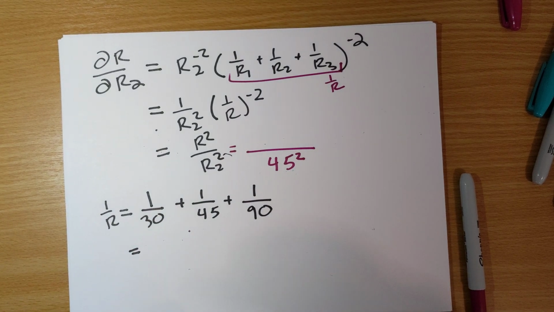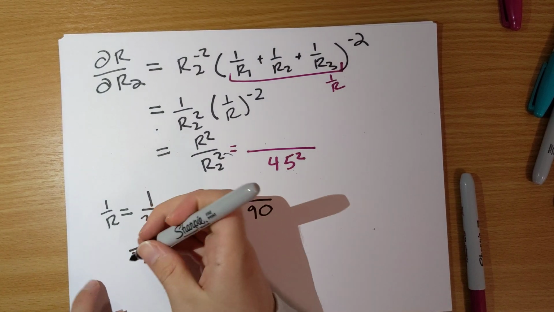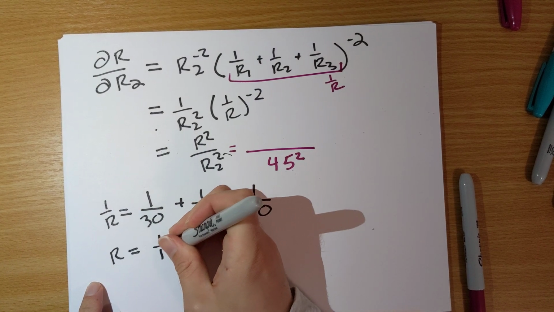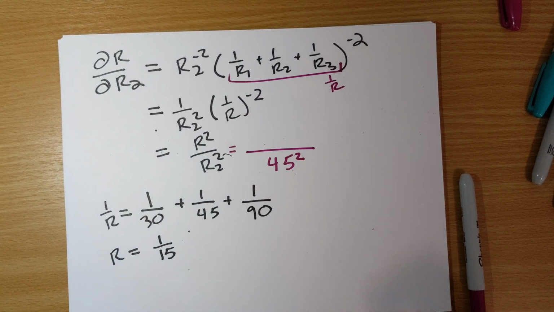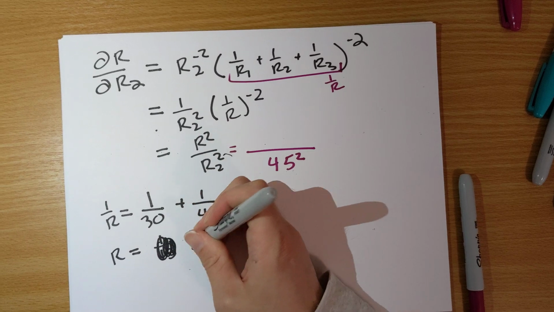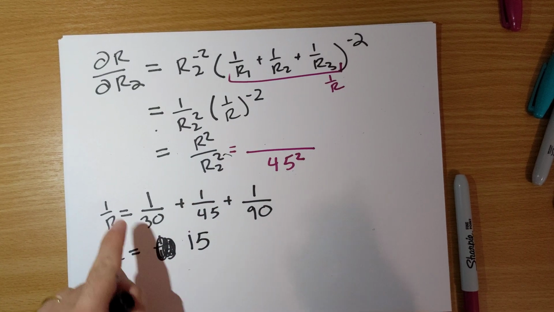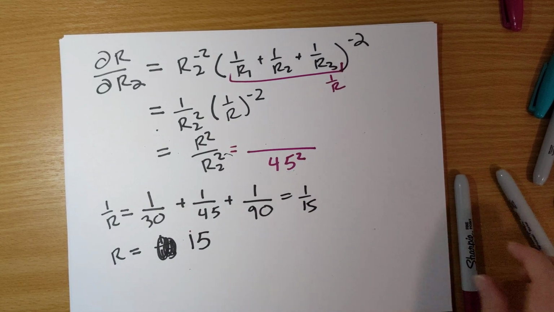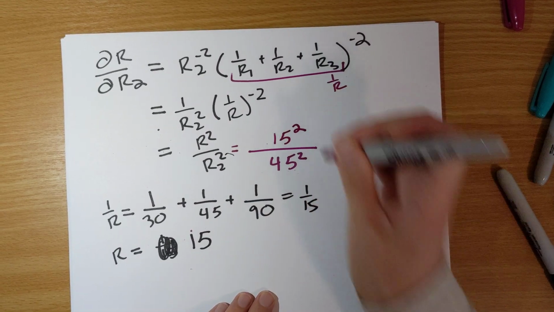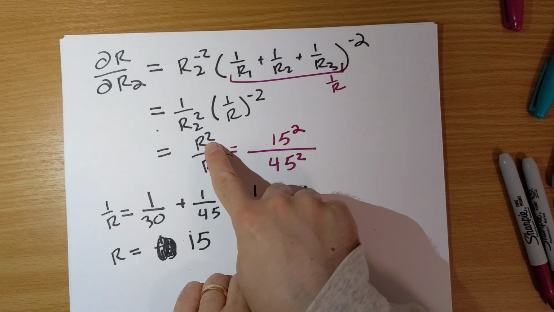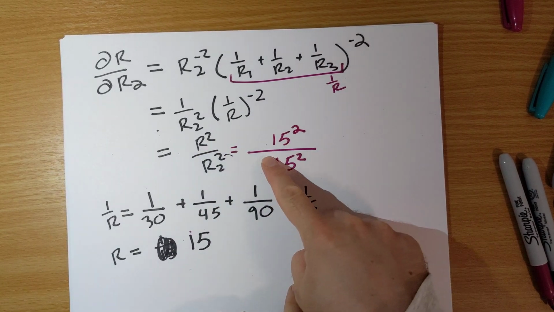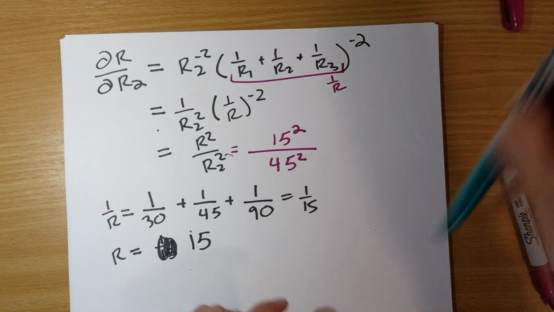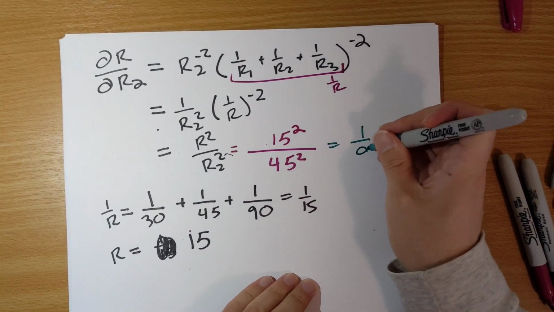If you turn the wheels and crank all of this to solve for R, I'll skip the steps because it's just arithmetic at this point. You get 1 over 15. So 1 over R is 1 over 15, so R itself is equal to 15. So R squared is 15 squared, so we have 15 squared over 45 squared, which is 1/9.